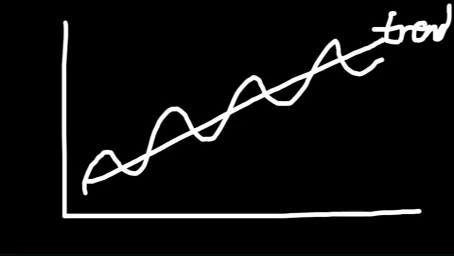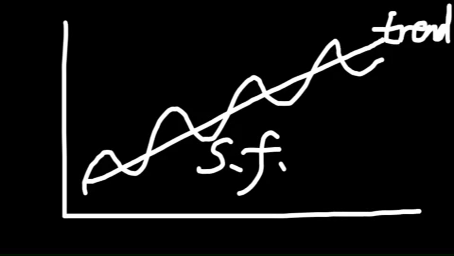So the line is the trend and the curves are the seasonal fluctuation. This is mock exam 1, problem 4.